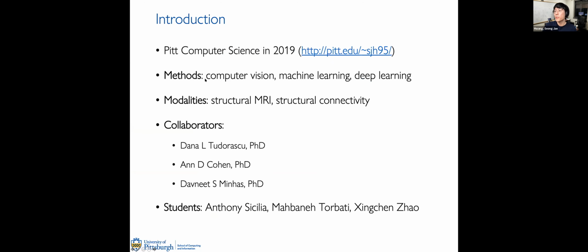But before that, to share a brief introduction about what I've been doing: computer vision, machine learning, and deep learning methods are my specialty. I got my PhD in computer science, and I've been using structural MRIs and structural connectivities, and sometimes amyloid and tau PET scans.